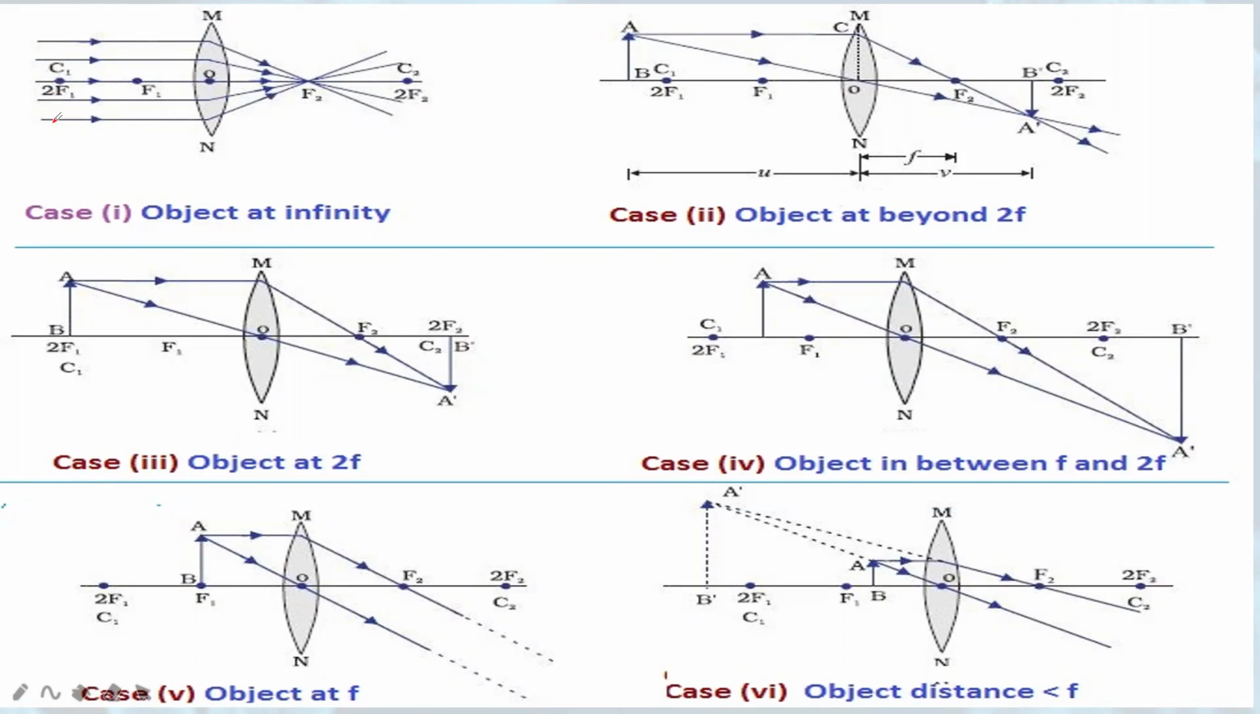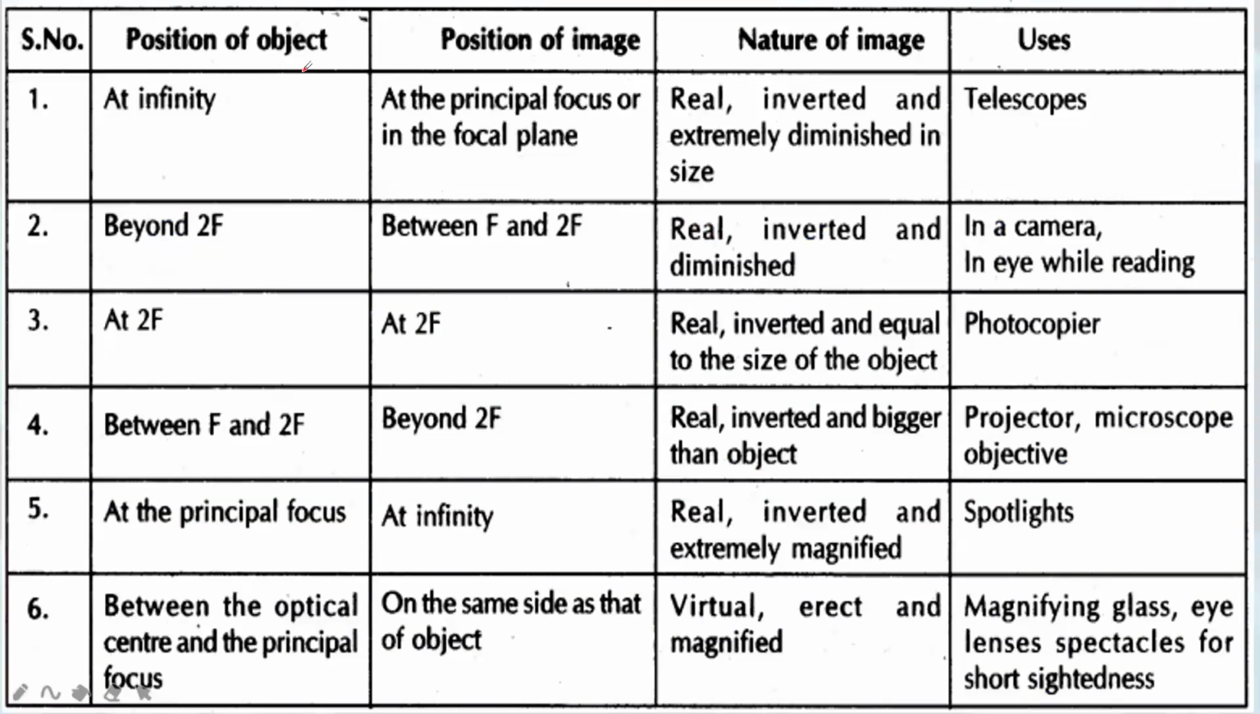So if the object is at infinity, then these are the rays that are coming from infinity. The rays that come from infinity are always parallel. So here the parallel rays are coming, they are getting refracted and they are meeting on the opposite side at the focus, principal focus. So this is the first case. Now here you can see that the image is point-like, highly diminished, real, and inverted.